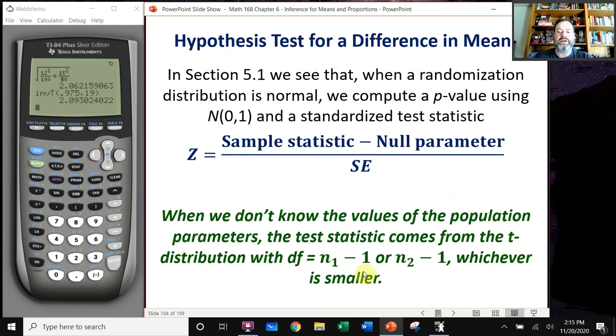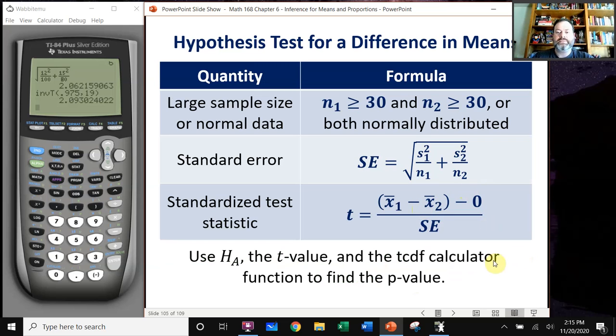And our degrees of freedom is still the same, right? n1 minus 1 or n2 minus 1, whichever is smaller. So everything here is the same as what you've seen in previous sections. You saw this in chapter 5, and these are actually the same as what we just did a second ago. The large sample conditions are the same. The standard error formula is exactly the same. And we saw this in chapter 5.